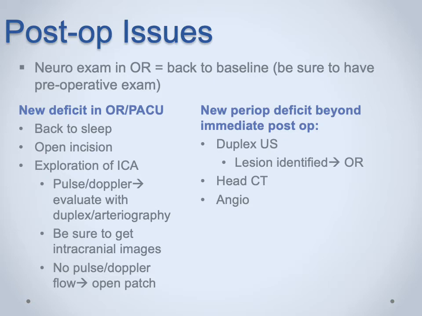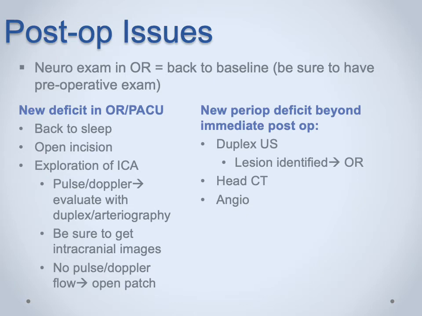For those of you who may be taking care of vascular patients, if they develop a new deficit in either the operating room or in the PACU, you'll oftentimes put the patient back to sleep and open the incision and explore the internal carotid artery. You want to make sure that there was no flap that could be causing the patient to have decreased perfusion to their brain. You want to get intracranial images to ensure that there is no evidence of distal emboli that have broken off from the plaque.